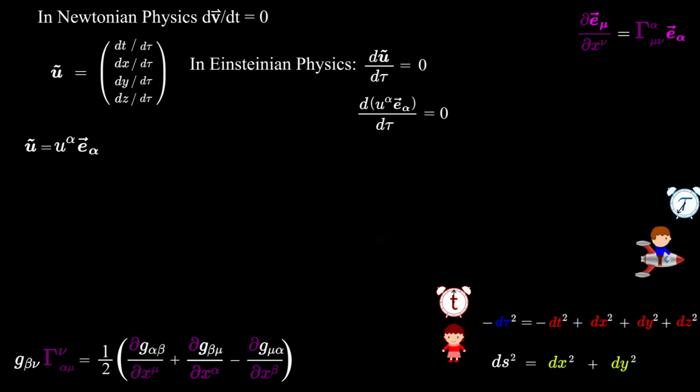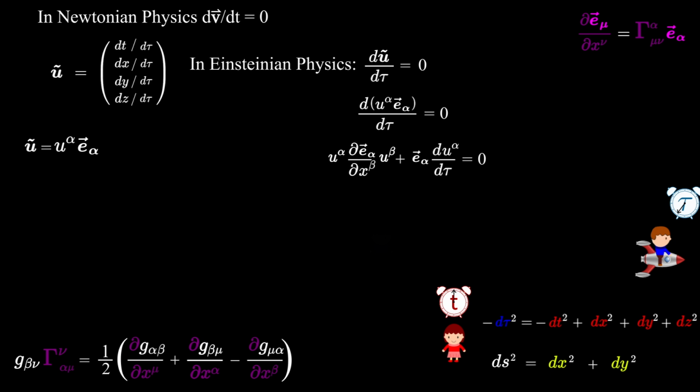By the product rule, this expands to u^α de_α/dτ + e_α du^α/dτ = 0. Now the basis vectors are a function of the object's coordinates, whereas the object's coordinates are a function of the object's proper time. So we can write the first differential as ∂e_α/∂x^β dx^β/dτ. Of course, here the betas are summed over as usual. The quantity dx^β/dτ is u^β by definition, so let's make that replacement.